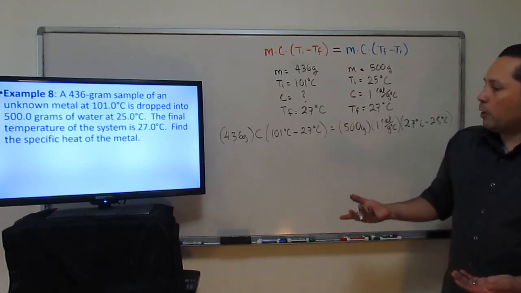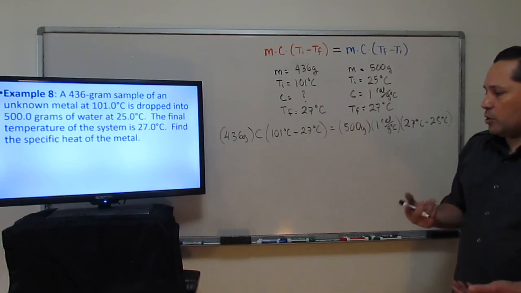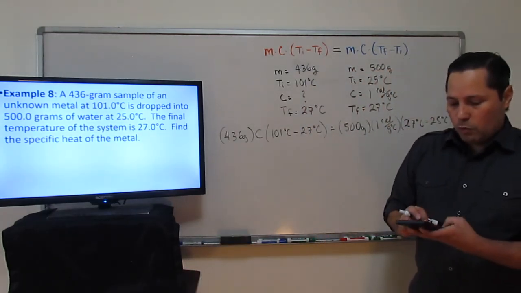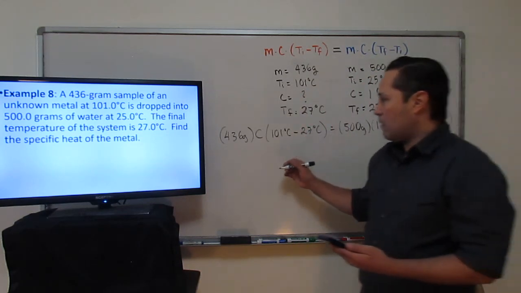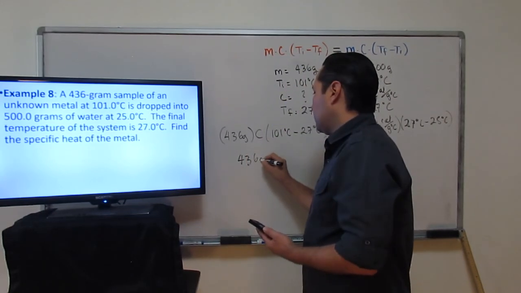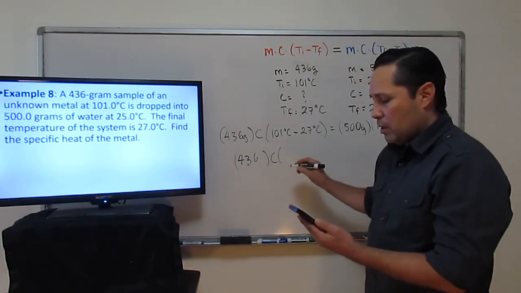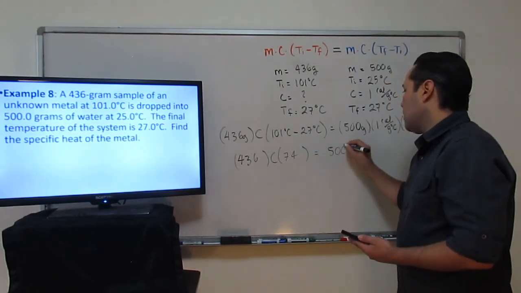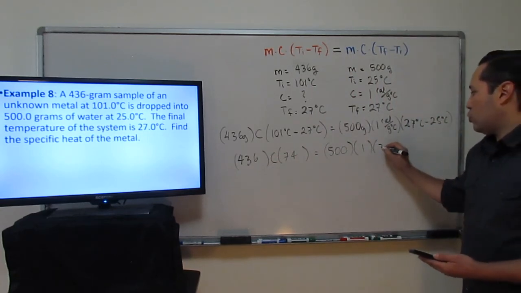So we're going to begin by working with the parentheses, because we have all the values. 101 degrees minus 27 degrees Celsius gives us a value of 74 degrees. So it'll be 436, bring that down. Let's drop the grams for a bit. Times 74. Over on this side will be 500 times 1, and 27 minus 25 is just 2.